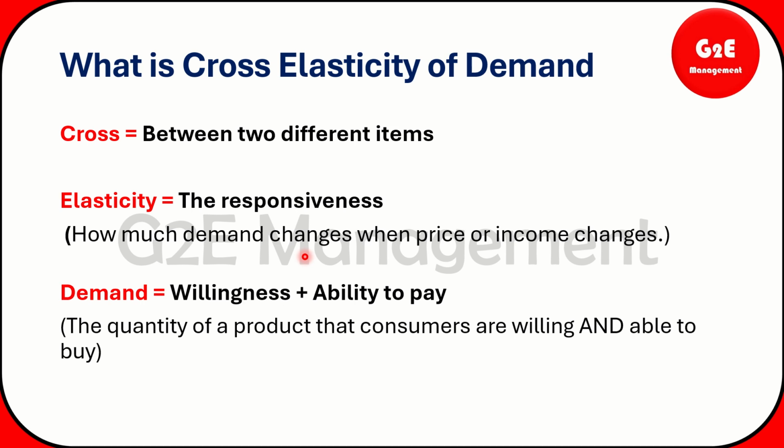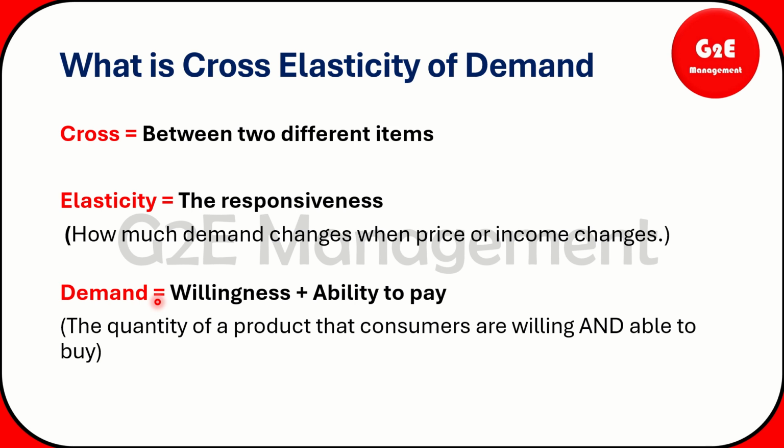Suppose the demand changes from 10 to 20; you need to compare it with the price, or with your income, to see how much it is affecting. How you respond is called elasticity. And for demand, it is willingness plus ability to pay. For example, you require 1 kg of sugar, but the price is higher, so you will buy half a kg. You check your willingness, as well as how much money you are holding in your hand. That is called demand.